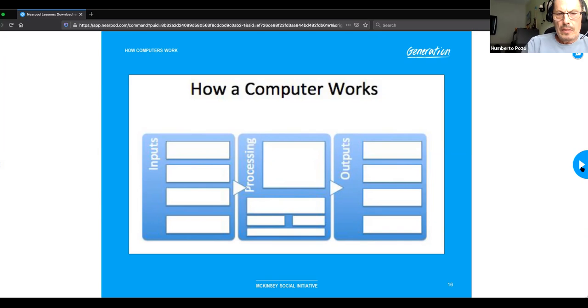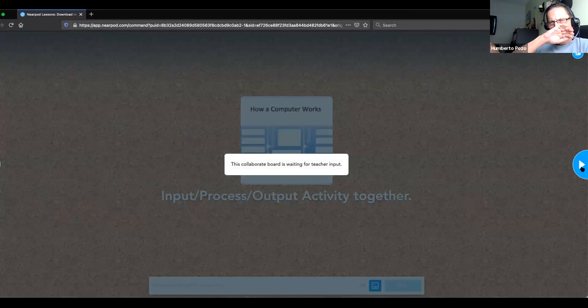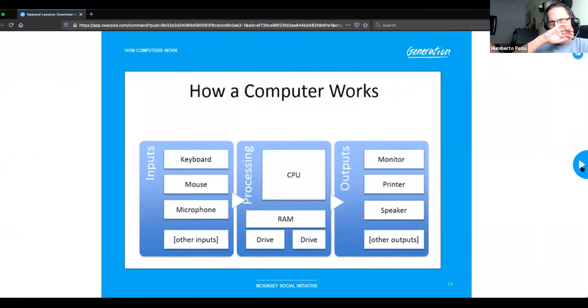All right. Let's see what we got here. This kind of lays everything out. Here they actually put drives in processing, which actually they're classified into inputs and outputs.